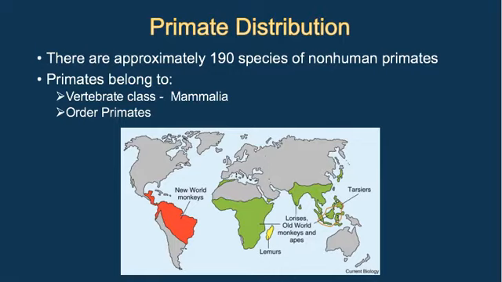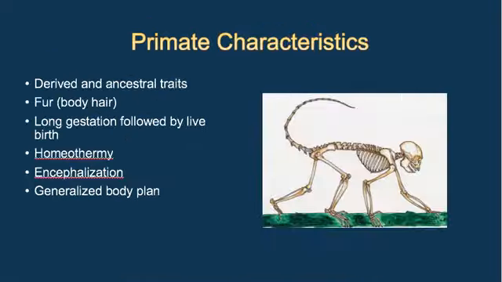You can see just off the bat from looking at this distribution, we are almost overwhelmingly a tropical order. So with the exception of humans, because humans have moved into all areas of the planet, all other non-human primates occupy tropical regions. The only exception would be up here in Japan. There's a species of monkeys that are adapted to cold climates. But for the most part, with that exception, we're talking about tropically adapted animals.